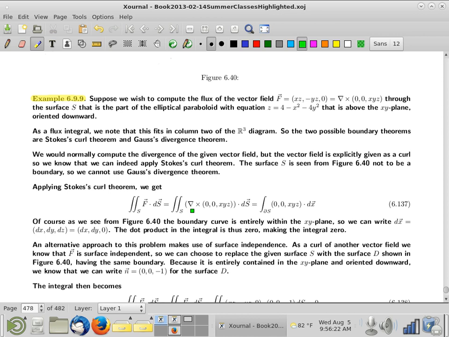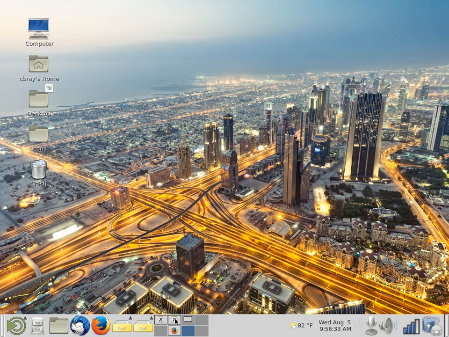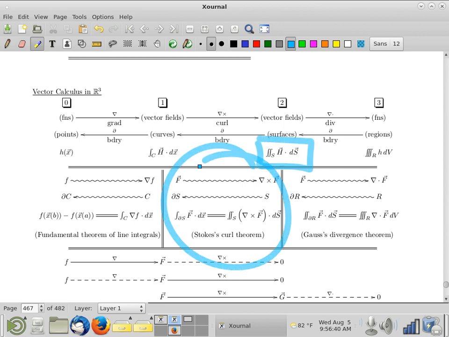Okay. I'm going to compute a flux. So where are we? Now we're not in R2 anymore. We're clearly in R3. Computing a flux. These are the 2 possible boundary theorems that, fingers crossed, hopefully at least one of which I might be able to use. Given where I am, I'm going to compute the divergence of this vector field and see what we get.